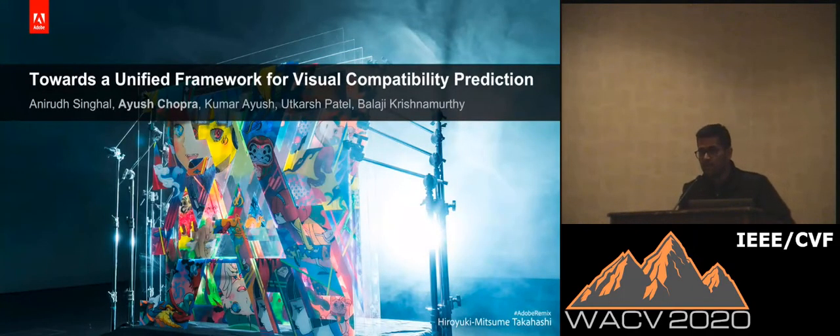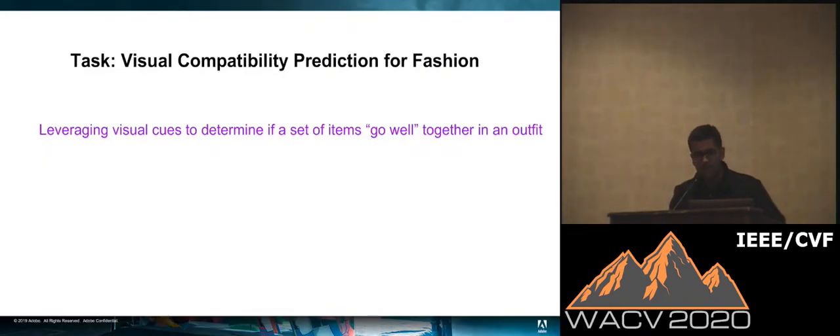Hello, I am Ayush from the Media and Data Science Research Lab at Adobe. I'll be talking about our work in visual compatibility prediction, which is concerned with leveraging visual cues to determine if a set of items go well together in an outfit.